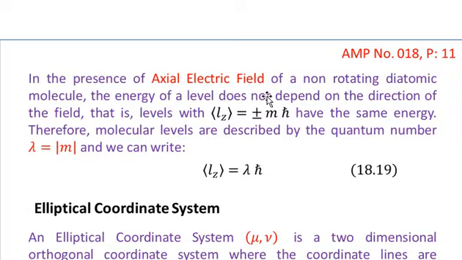In the presence of the axial electric field of a non-rotating diatomic molecule, the energy of a level does not depend on the direction of the field. That is, levels with Lz equal to plus or minus m times h bar have the same energy. Therefore, the molecular levels are described by the quantum number lambda equal to mod of m, and we can write that the average value of the z component of orbital angular momentum is equal to lambda times h bar, because lambda is now equal to mod of m.